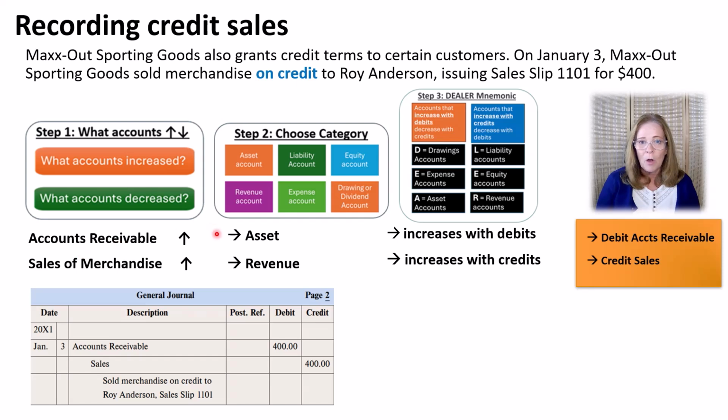Accounts receivable are assets and sales of merchandise is revenue. Assets increase with debits and revenue increases with credits. So accounts receivable debit and sales credit. We record this transaction by first writing the date into the date column, then accounts receivable into the description column, and $400 into the debit column. On the next line, we slightly indent and write sales into the description column and $400 into the credit column.